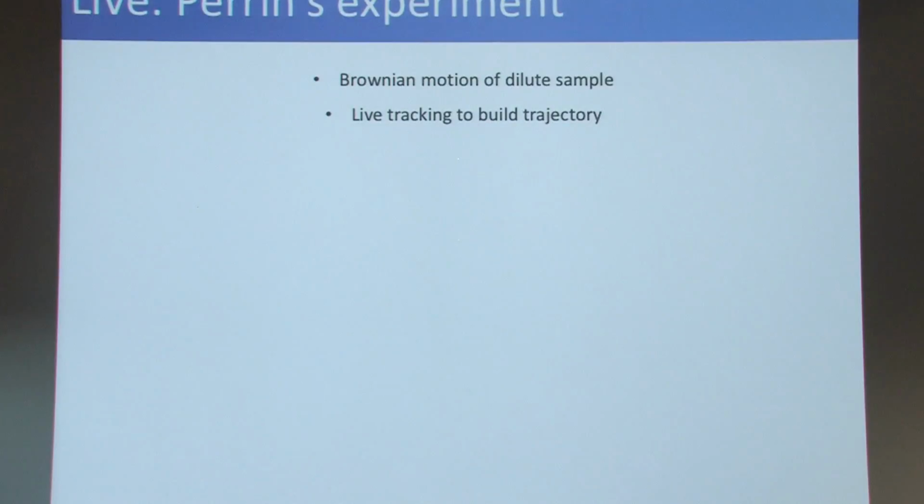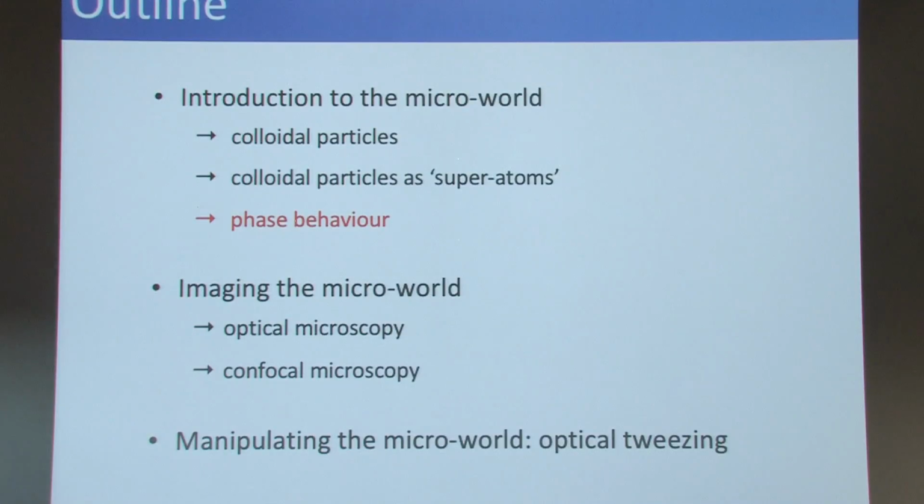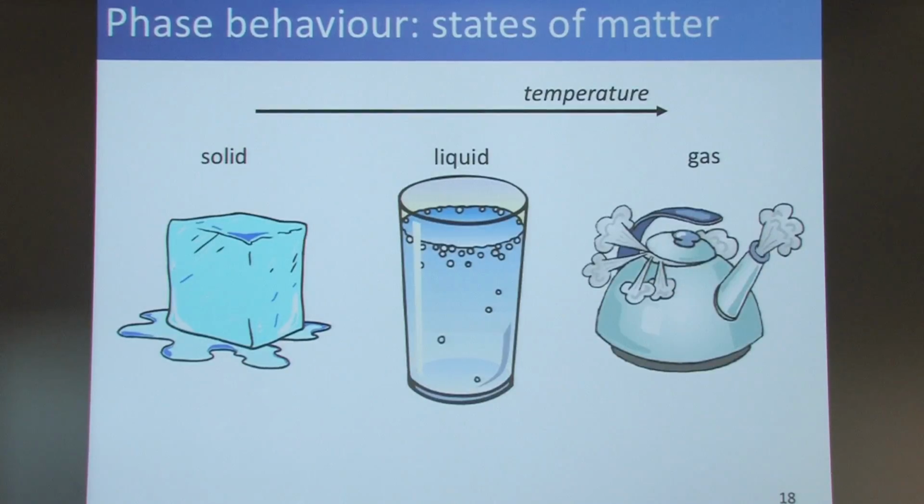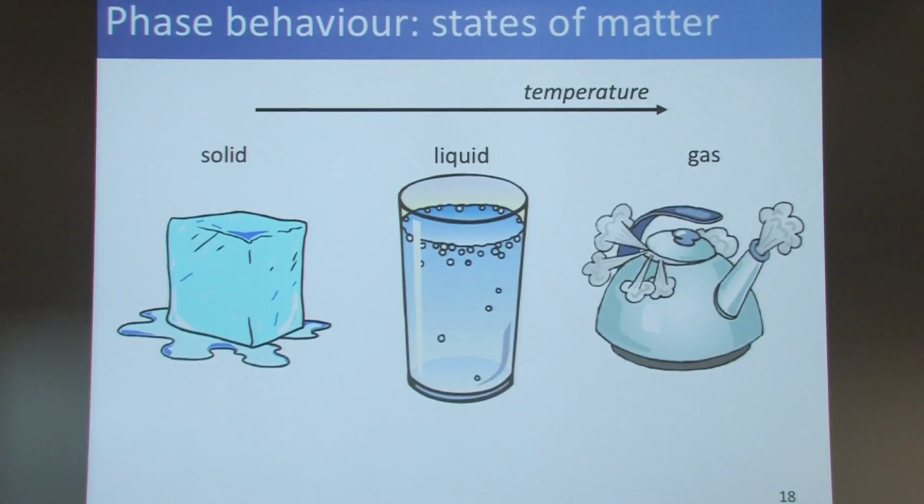So that was Perrin's experiment, Brownian motion, and live tracking going on. The next thing that is really important, because colloids do such similar things as atoms and molecules, is something called phase behavior. What do I mean by phase behavior? I just mean states of matter. Everybody knows this morning was very cold, so there might have been some ice on your car. You had to get rid of it. And ice is, of course, a typical example of a solid.